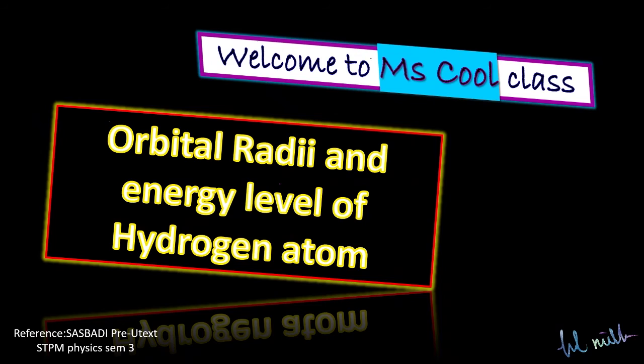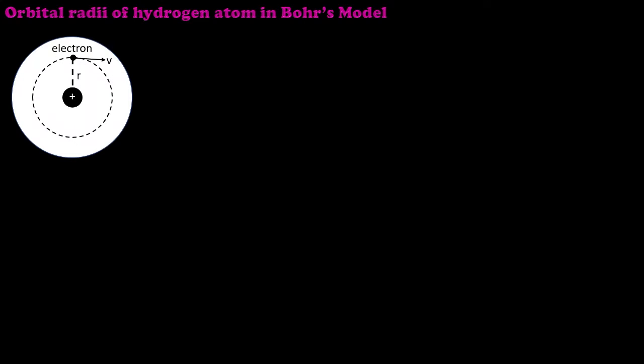Hi everyone, so now we are going to learn about the orbital radii and energy level of hydrogen atom in Bohr's model. So for Bohr's model, we know that the electrons surround the nucleus in a fixed orbit, where this fixed orbit will have a discrete energy level. Okay, meaning it will have a fixed energy and fixed angular momentum.